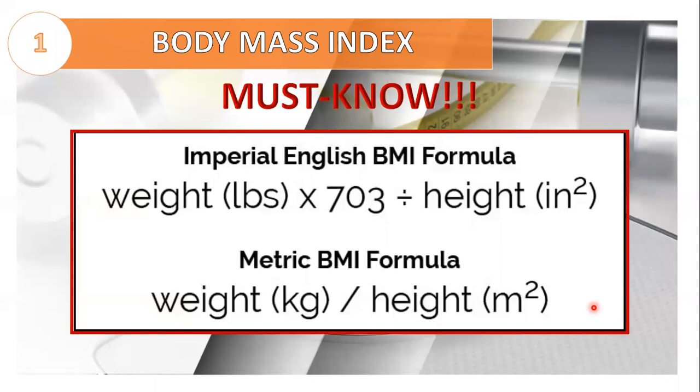WHO recommended classifications of body weight, and these classifications are based on the body mass index calculated as the empiric English BMI formula of weight in pounds times 703 divided by height in inches squared, or the metric BMI formula of weight in kilograms divided by height in meters squared.